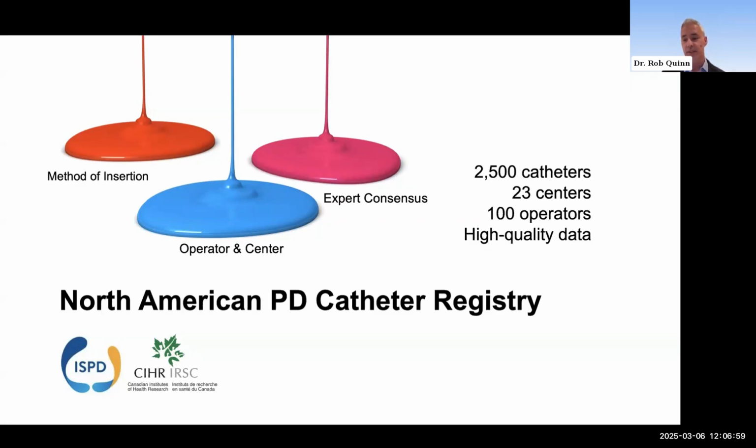And then at the end, the plan was to convene an expert consensus panel to tie all this together and make recommendations. We finished the collection of data this past year, and we were able to capture 2,500 catheter insertions at 23 centers, and we have just about 100 operators participating in the registry. One of the unique things about it is the quality of the information that we got. Every data point that was collected was reviewed by Dr. Oliver and myself, and we did audits of a random sample of cases at each of the sites just to make sure that the data we were getting was robust and we could trust it.